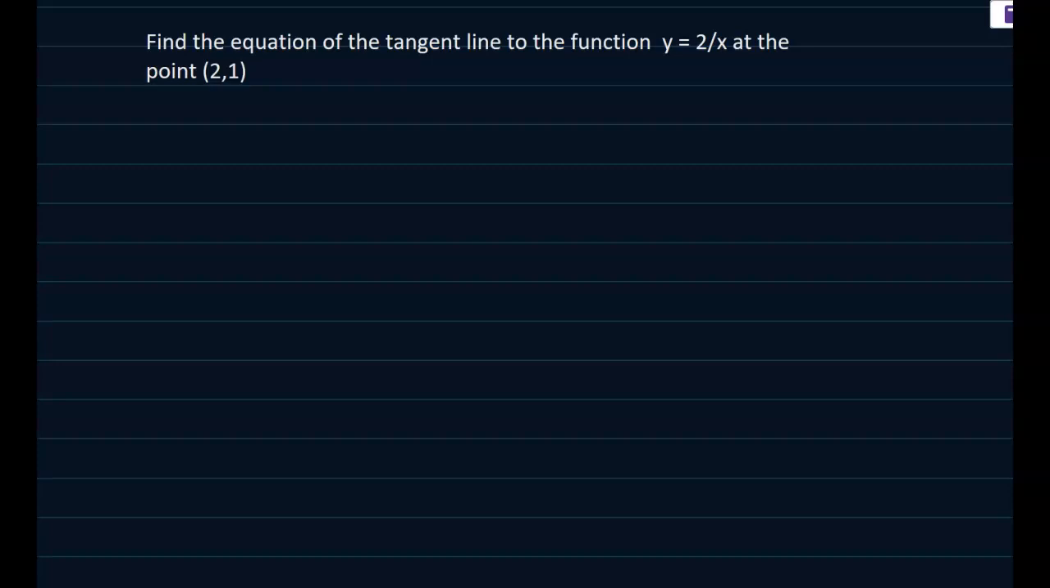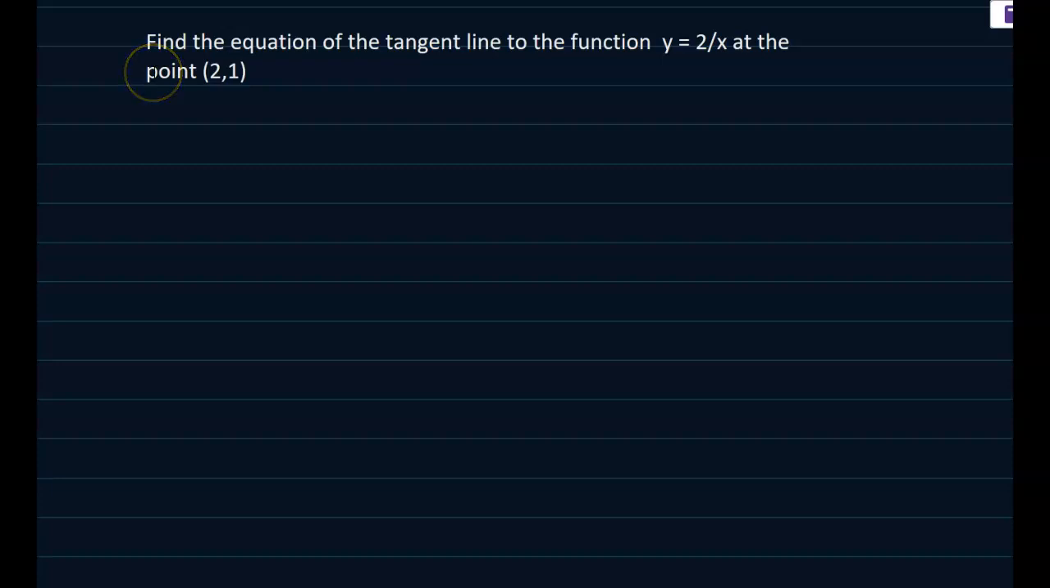All right, let's look at this question. Find the equation of a tangent line to the function y equals 2 over x at the point (2, 1). This is a hyperbola, in case you are wondering. 2 over x, like 1 over x, the reciprocal, looks like a hyperbola function.